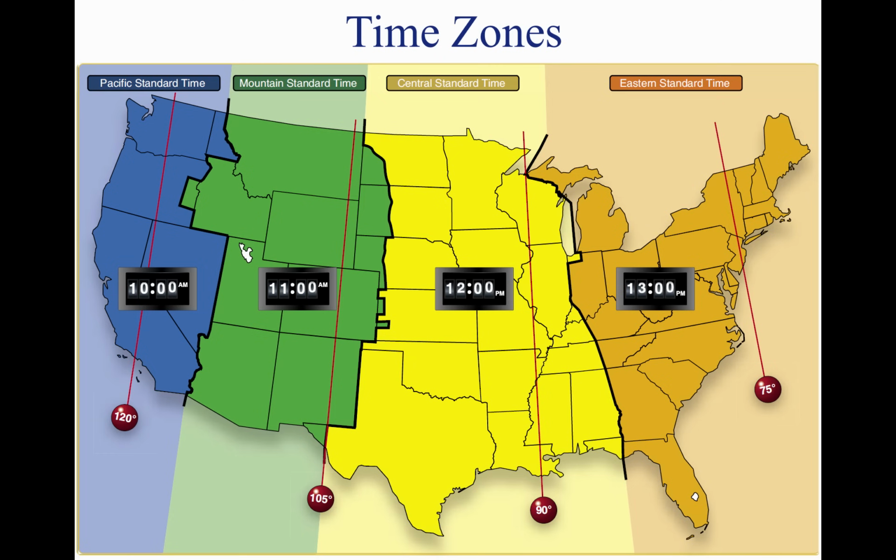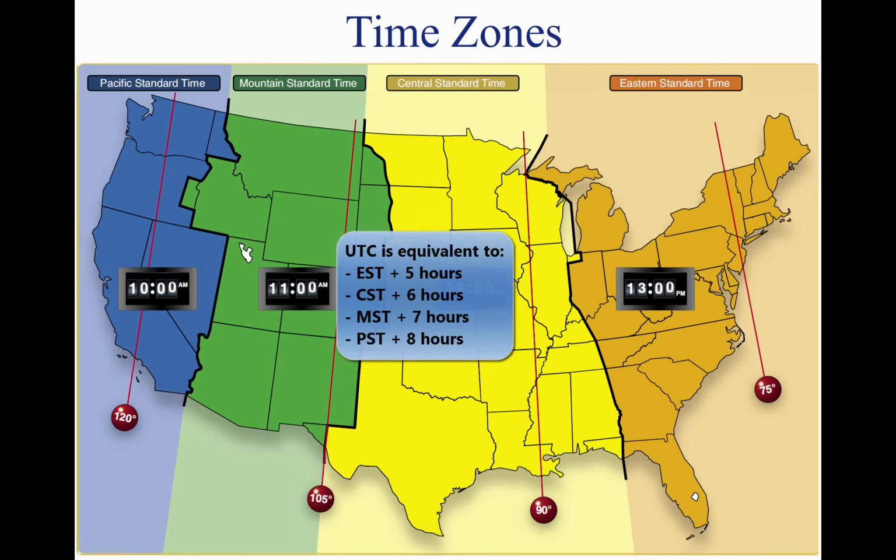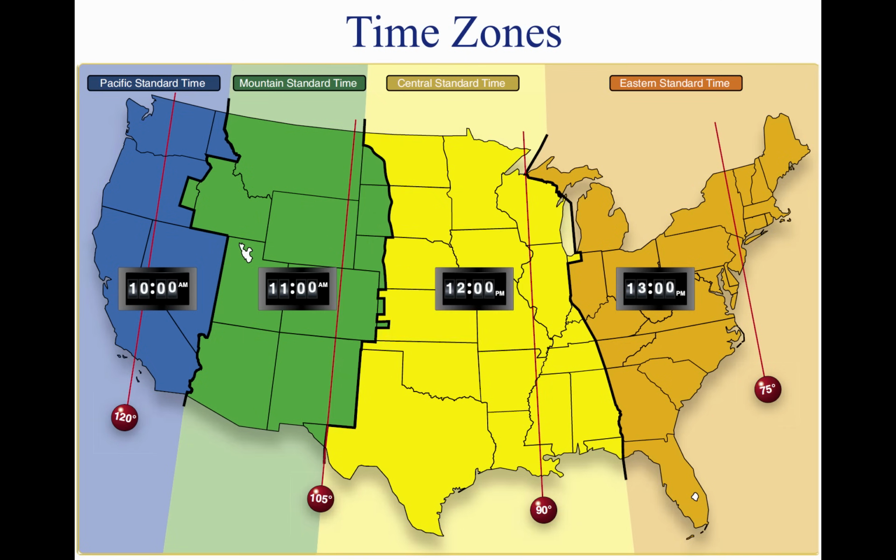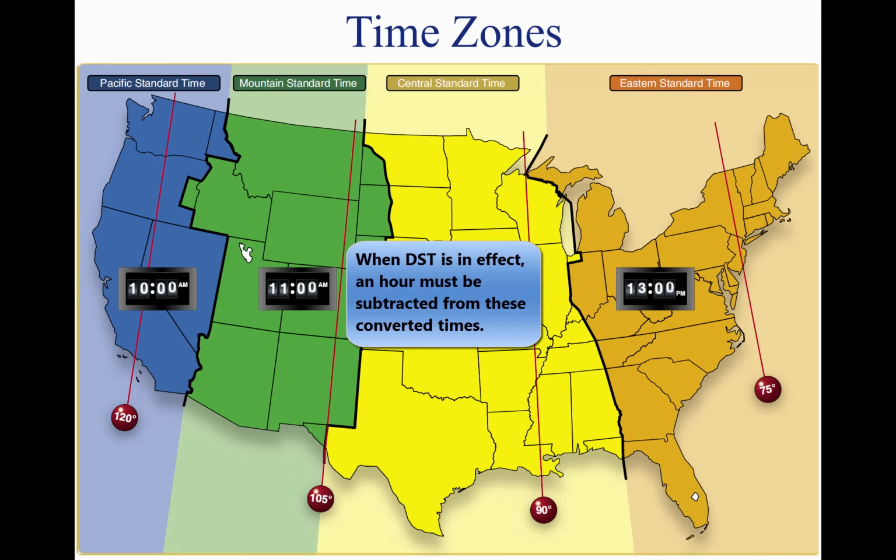To convert to this time, a pilot should do the following. Eastern Standard Time, add 5 hours. Central Standard Time, add 6 hours. Mountain Standard Time, add 7 hours. Pacific Standard Time, add 8 hours. For daylight savings time, 1 hour should be subtracted from the calculated times.